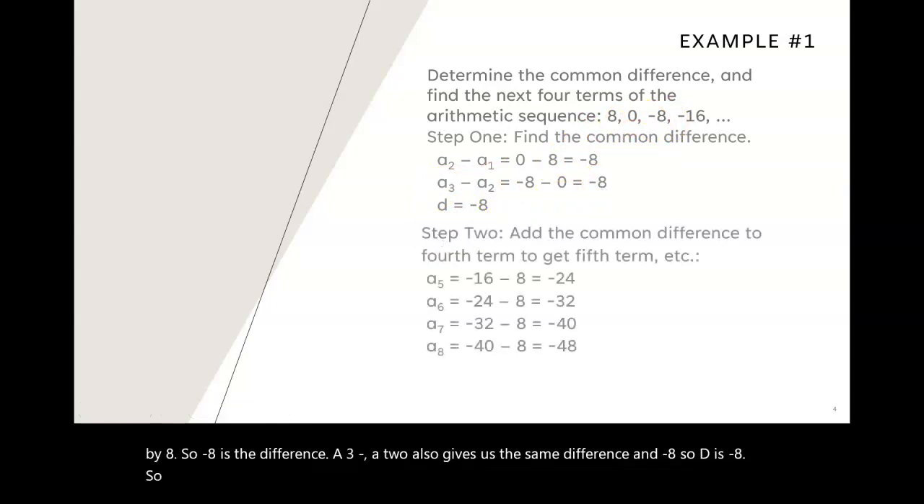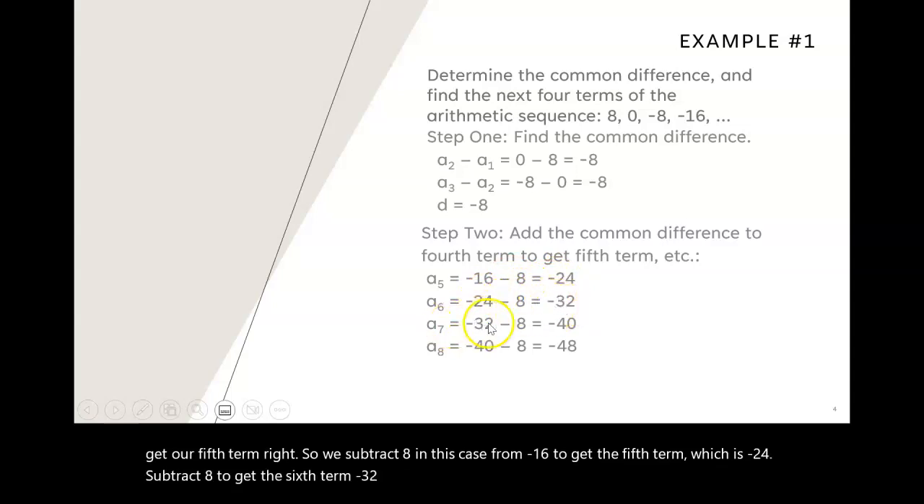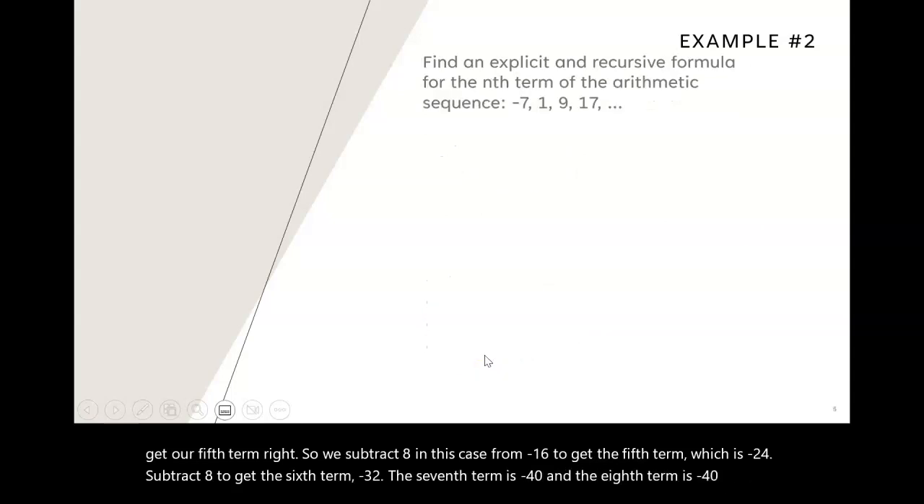So what we do to find the next terms is we add that common difference to the 4th term to get our 5th term. All right, so we subtract 8, in this case, from negative 16 to get the 5th term, which is negative 24. Subtract 8 to get the 6th term, negative 32. The 7th term is negative 40, and the 8th term is negative 48.